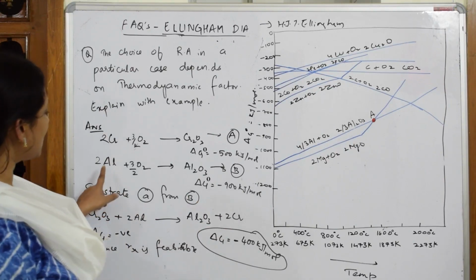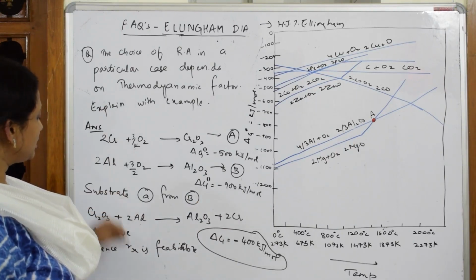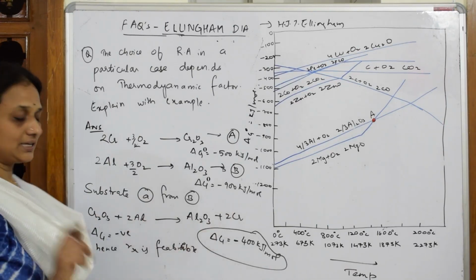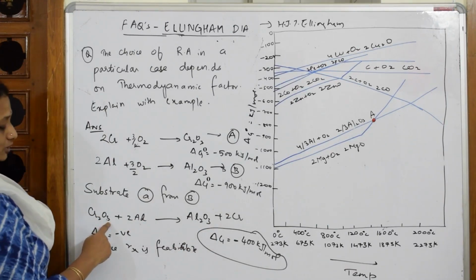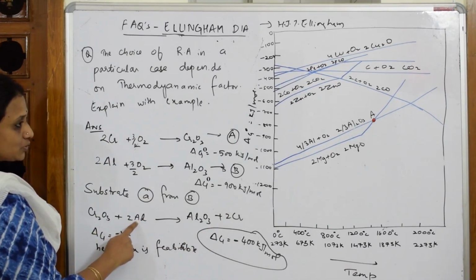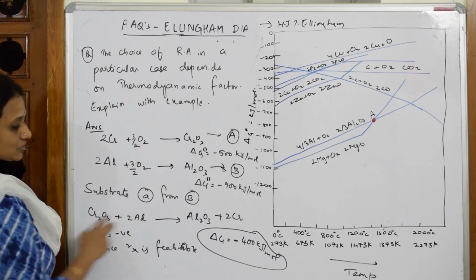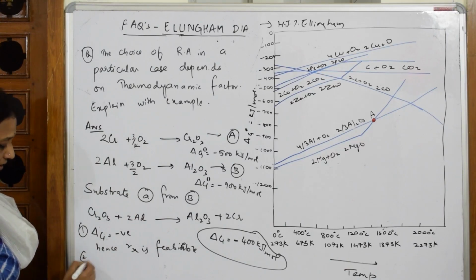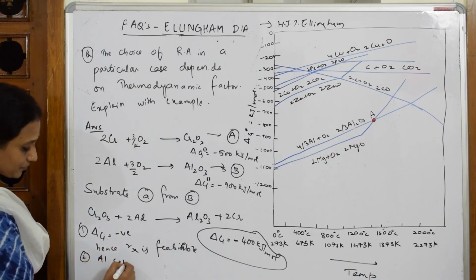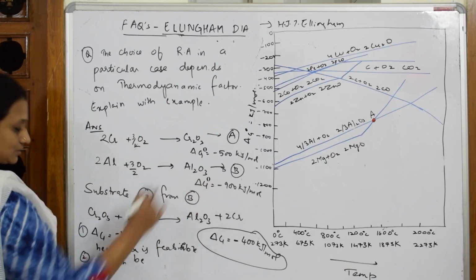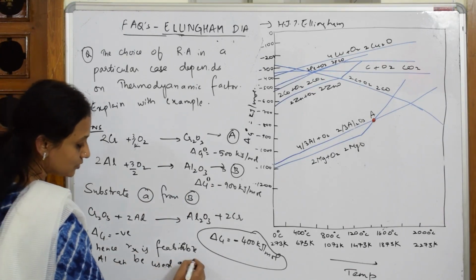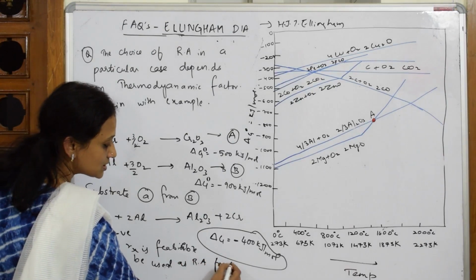So I can use aluminium to reduce chromium trioxide into chromium. Understand? Same, see here, I've got this. Aluminium can be used to reduce chromium trioxide to chromium. Let us write that first point. So this is your first point. Second point, aluminium can be used because the more negative the value, the better it can be used as a reducing agent, for Cr2O3.